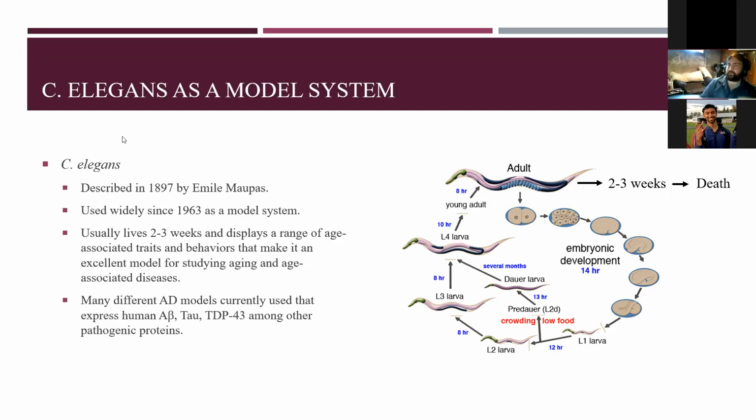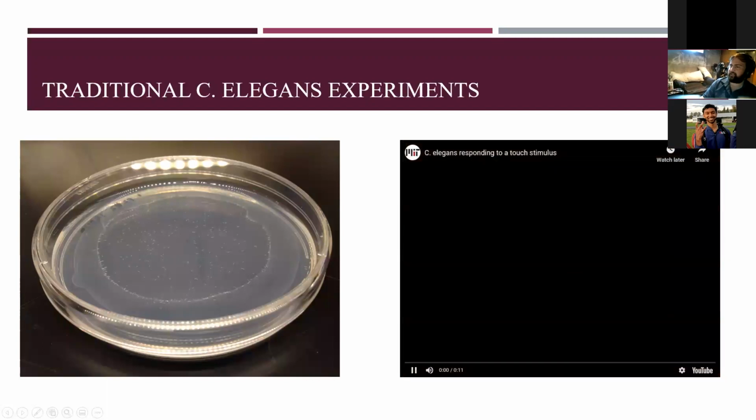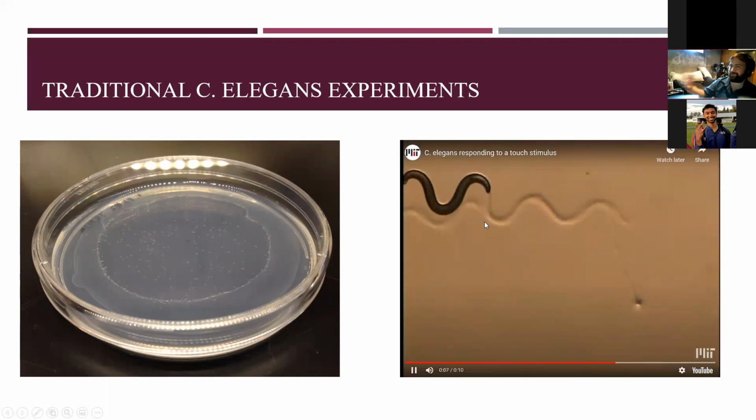And I'll show you guys a little bit of that data later on. And so traditionally, this is how C. elegans are housed, where you can see them on this Petri plate. They are little worms. They have a little over 900 cells. They respond to physical stimuli, to touch.